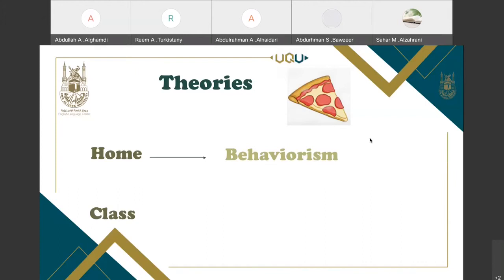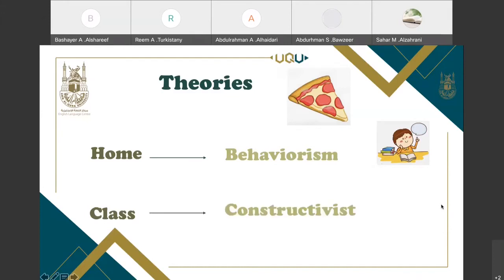Now, while they are at home, my student is working alone. My student is reading, is thinking, and trying to check for the things that he finds, for example, somehow difficult. It's all happening alone. And this follows the school of behaviorism. When the student is in class, this is constructivist. Student is not alone. Student is in a group work or group situation, sharing information and doing collaborative work.